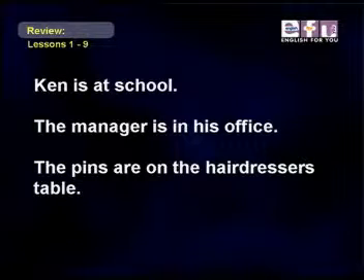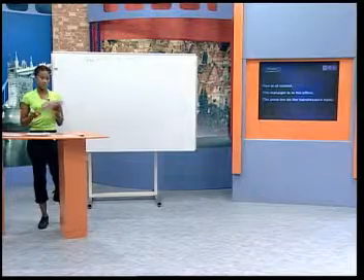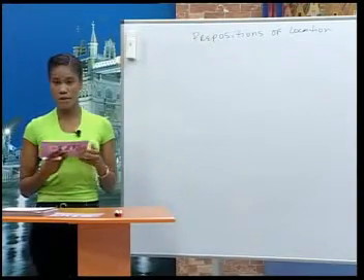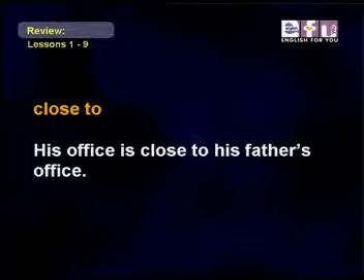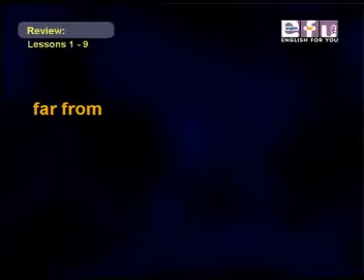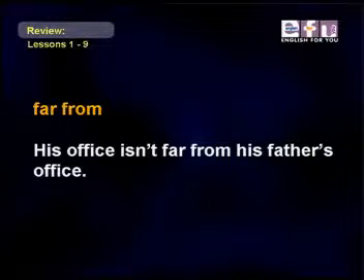The pens are on the hairdresser's table. Now let's review the prepositions of place we learned before. Look at these examples. Close to. His office is close to his father's office. Far from. His office isn't far from his father's office.